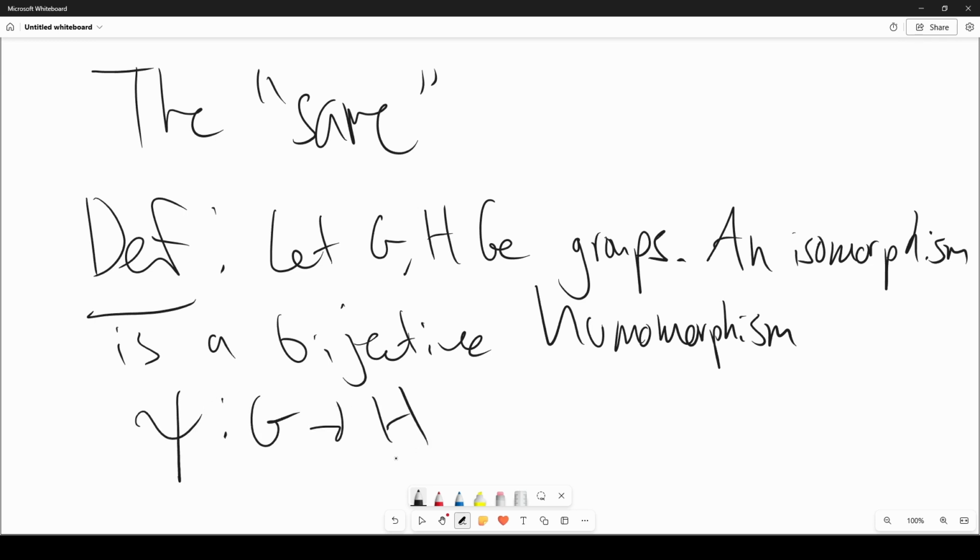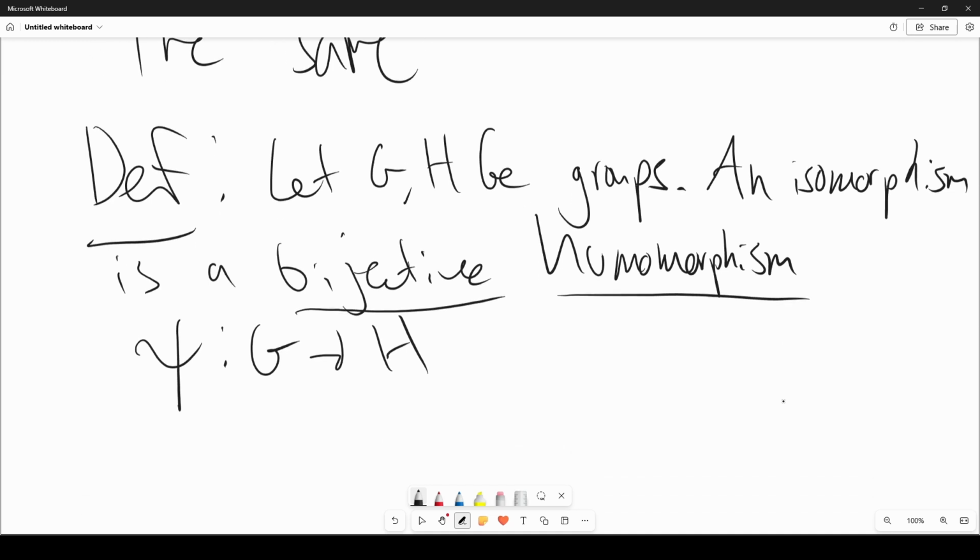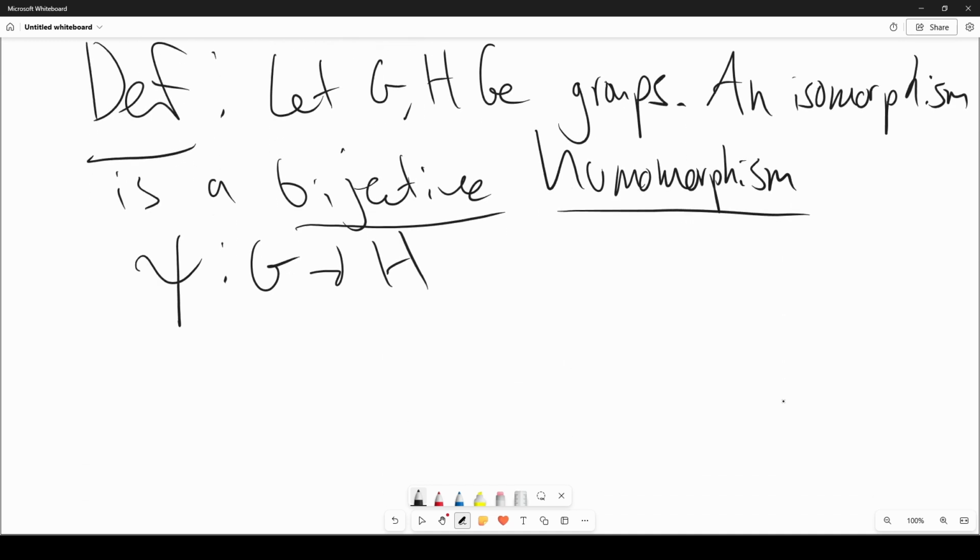So the only thing that's more special about an isomorphism is that it's bijective. And if you're unclear what that means, it means it's injective and surjective. Surjective means basically it covers the entirety of the range, which is H here. Injective means if you have psi of x equals psi of y, then x equals y. If you're unclear about those definitions, I recommend searching them up to be more clear before you continue with this video, because we're going to use them in a lot of our proofs.